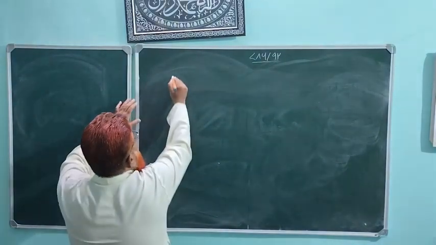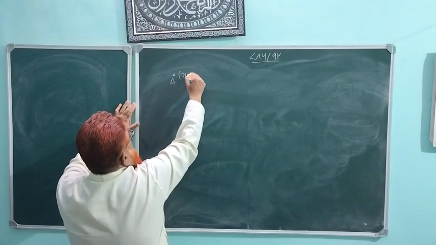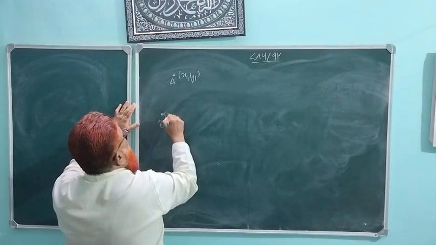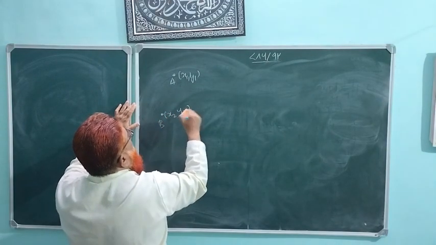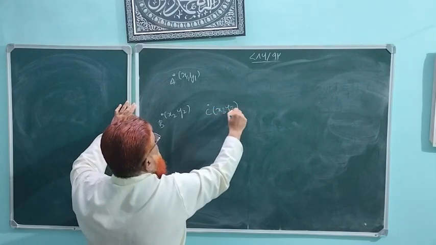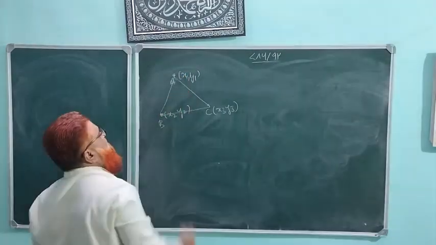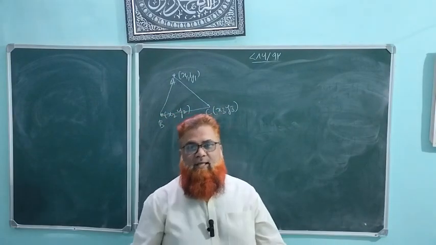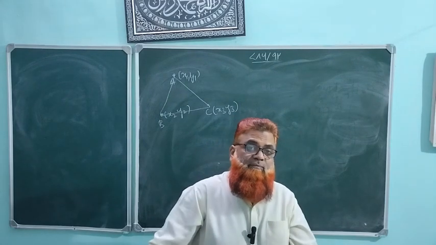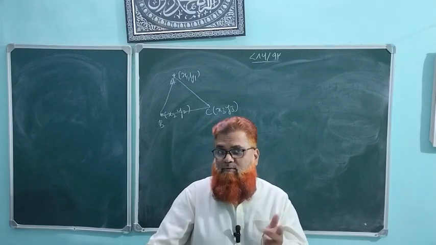Now first, there are 3 points: A, x1, y1, and B, x2, y2, and C, x3, y3. Join A, B, C, right? It's going to form a triangle. Now we have to find the area of the triangle whose coordinates are x1, y1, x2, y2 and x3, y3.